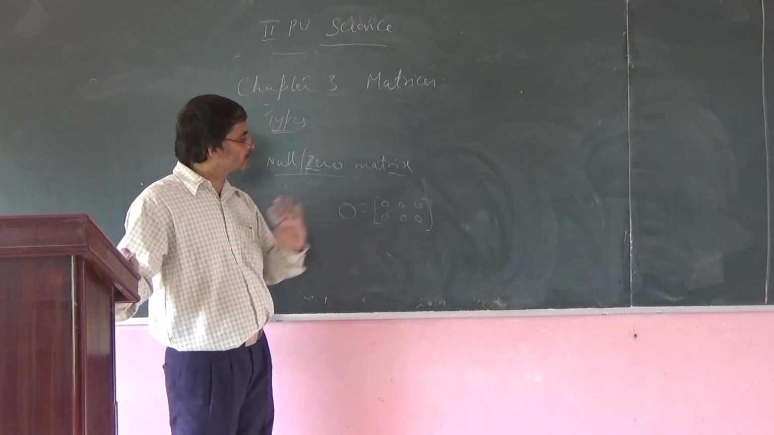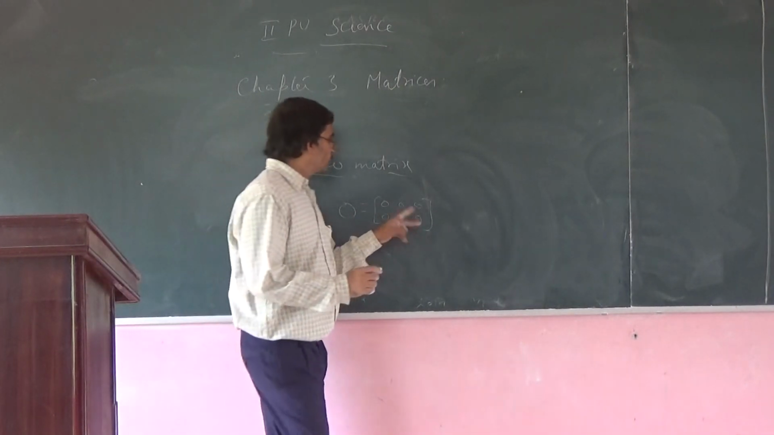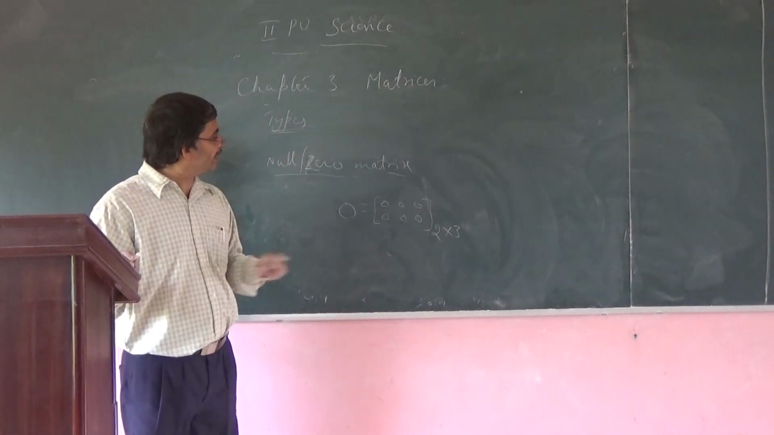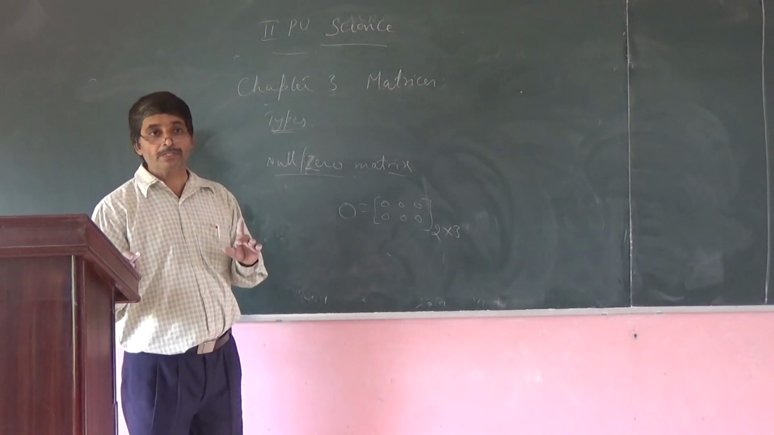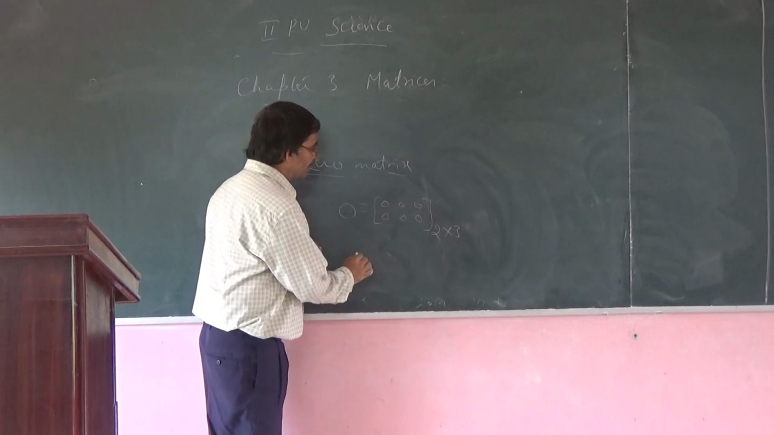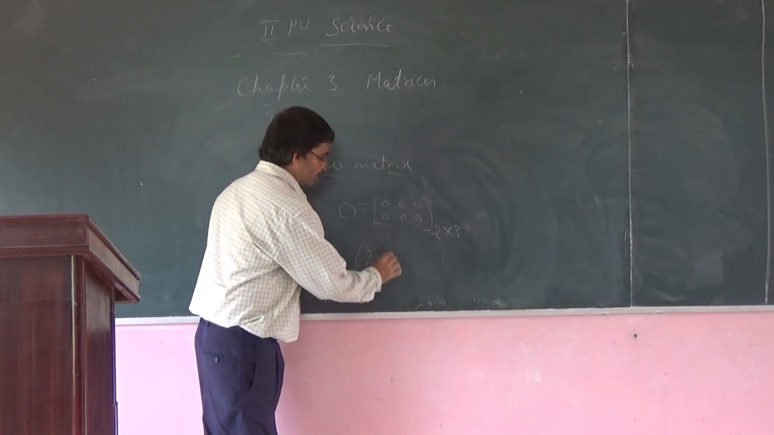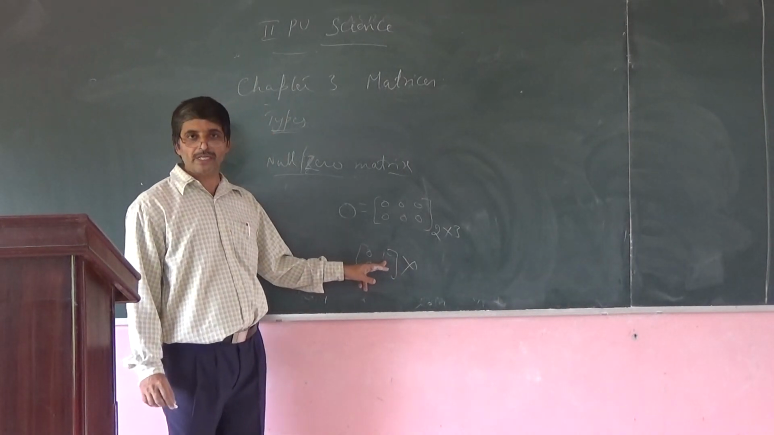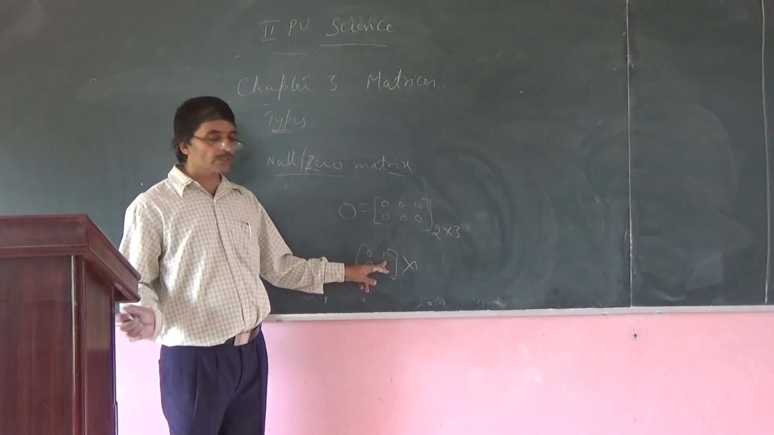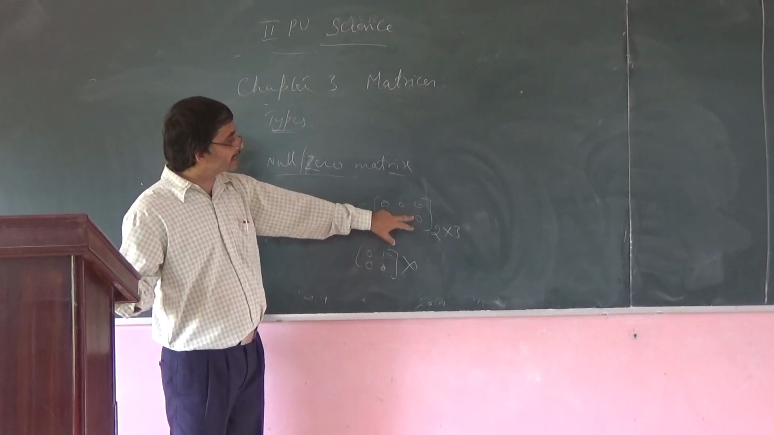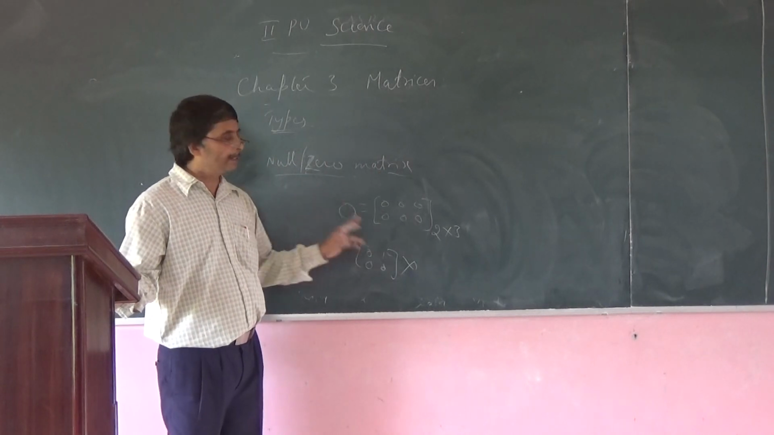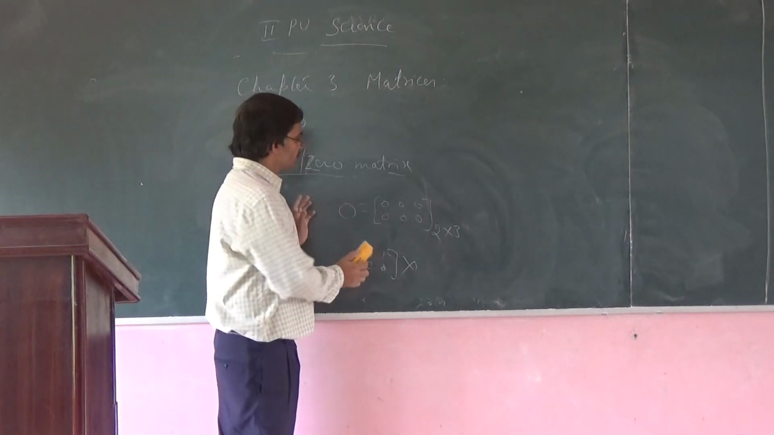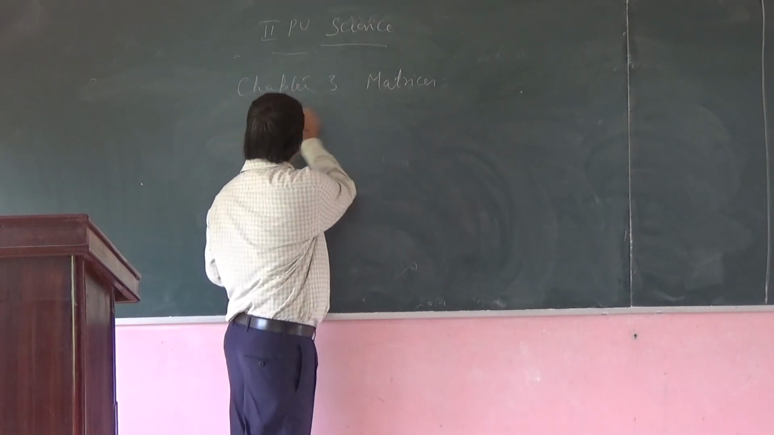Remember, all the elements should be zeros. So it is of order 2 rows, 3 columns, a 2 by 3 order null matrix. Remember, if I write, for example, 0, 1, 0, 0, it is not a null matrix, because there is one element 1 here. There is one non-zero number here. All the elements should be zeros. So just remember, null or zero matrix means all the elements are zeros.